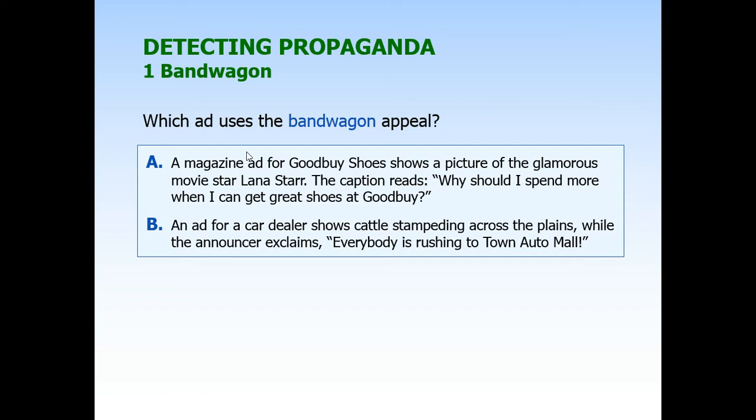Okay, and so you can see here they ask you which ad uses the bandwagon, and you can go over that as well. I want to be sensitive to your time when it comes to these notes.